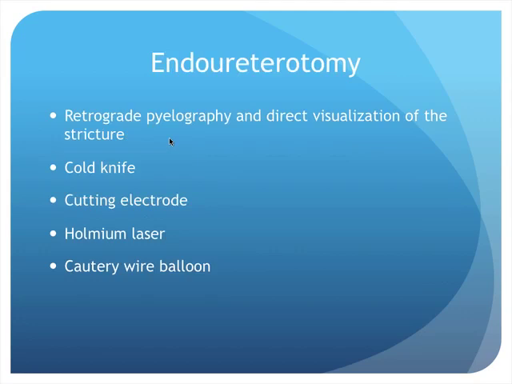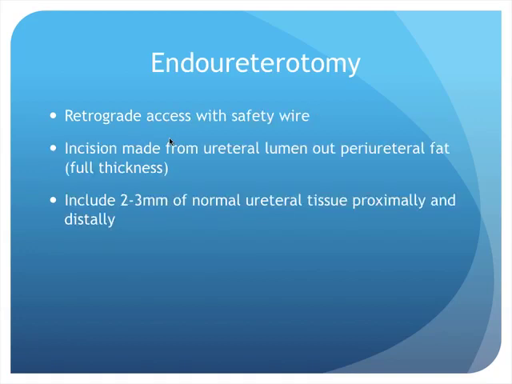So endoureterotomy essentially involves retrograde pyelogram and then direct visualization of the stricture, and can be done with a number of different tools, including a cold knife, cutting electrode, holmium laser, and cautery wire balloon. You get retrograde access, and you need to have a safety wire, and the incision needs to be made from the ureteral lumen out to the periureteral fat, so it needs to be full thickness. It's been commented that you need to get at least 2 to 3 millimeters of normal ureteral tissue proximally and distally when you're doing this.